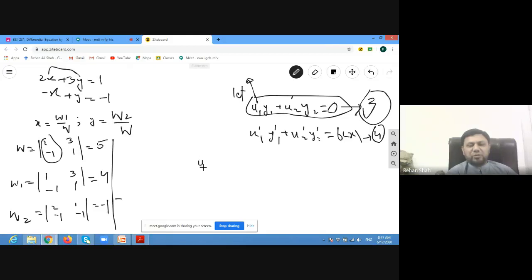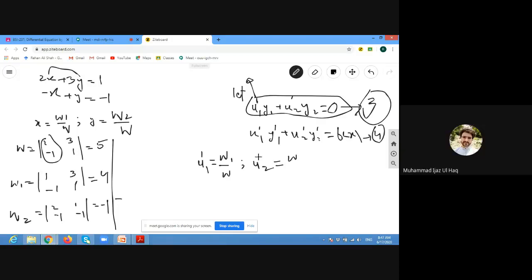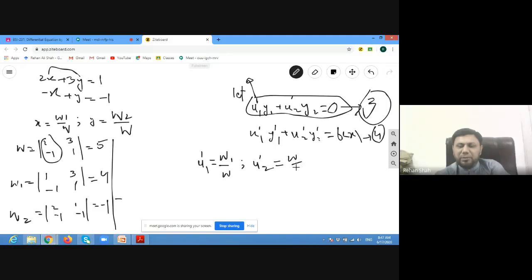So what is the value of u1 dash in this case? This is W1 by W. What is u2 dash? It is W2 divided by W. So what is W1 and what is W2? What is W?